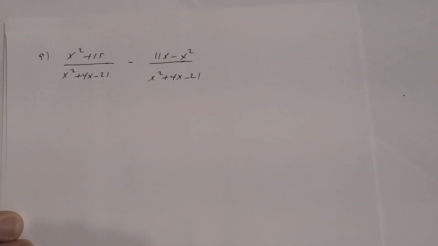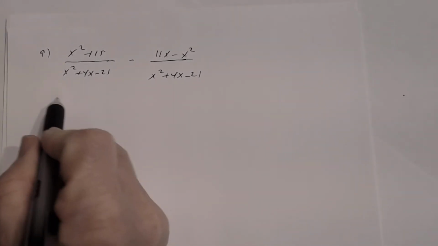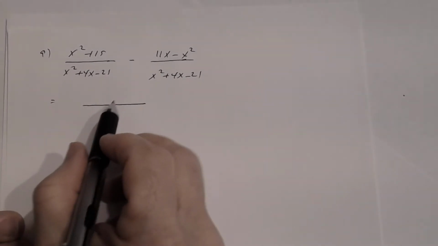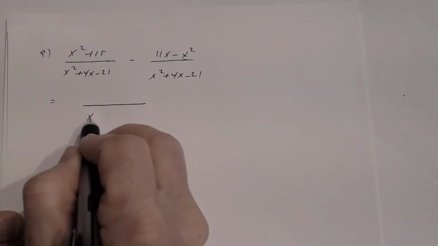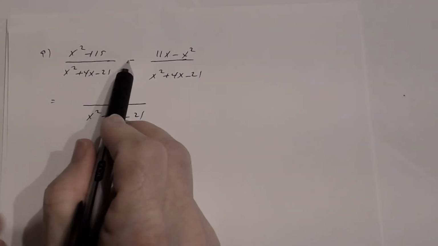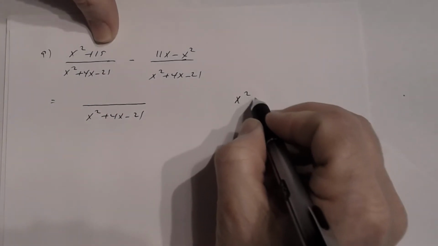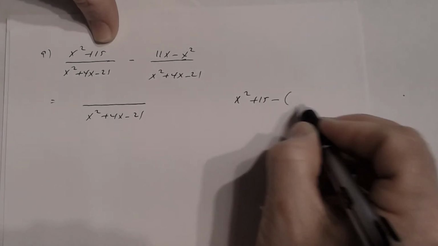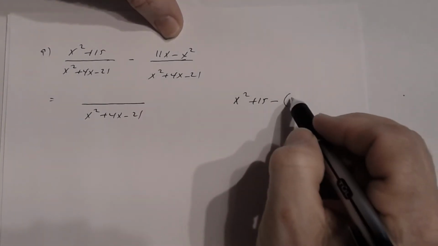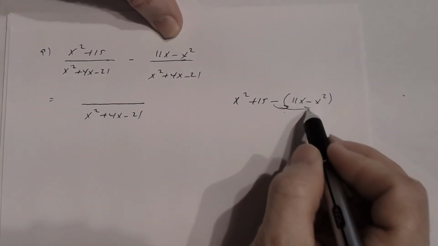All right, so I'm subtracting these two rational expressions. Again, notice the denominators are the same, so that means that I can write this as one rational expression. And the rational expression will have that denominator of x squared plus 4x minus 21. For the numerator, I need to subtract these two numerators. So do the work. So x squared plus 15, and then it's subtracting, notice the parentheses, this numerator. So I'm subtracting 11x minus x squared. And now I'm going to distribute, get rid of the parentheses.